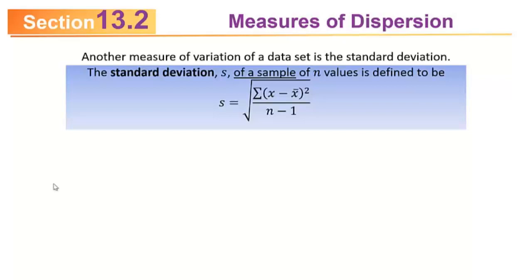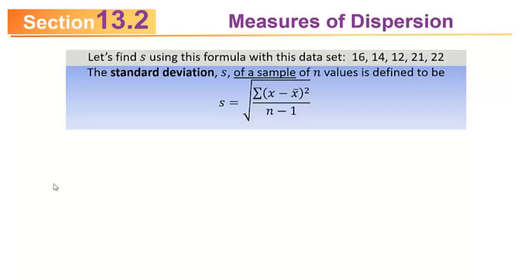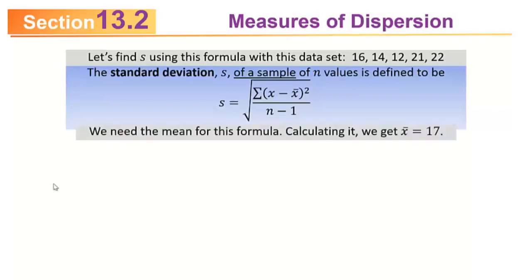The best way to do this is in a table. The numbers are not going to get large, so it's easy to do. So suppose we take this data set, 16, 14, 12, 21, and 22, and illustrate how easy this is. You've got to have the mean before you can go any further, and if you calculate that like we did earlier, you simply add them up and divide by 5, since there are 5 of them, you'll get 17. I'm not going back through that, but you should get 17.